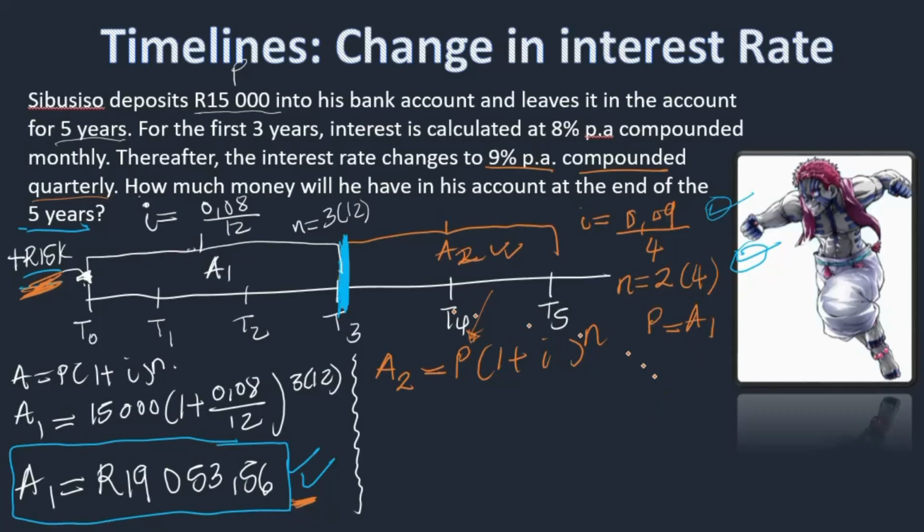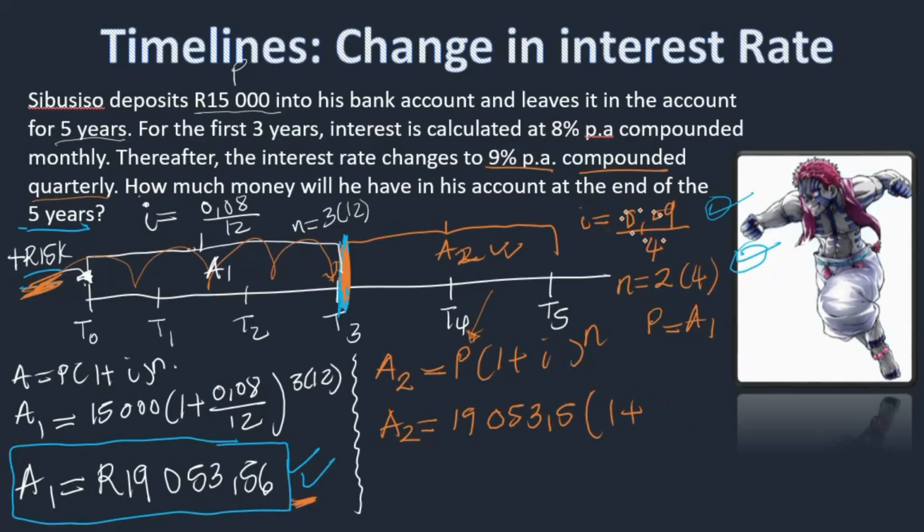Is it making sense? So at the end of year number 3, I no longer have 15,000. That 15,000 has accumulated interest. It's now sitting at 19,000. So my principal amount there, it is my A1. So which means my A2 is equals to my A1. Where I see P here, I'll put 19,053.56 because that's what I have now currently. And then I use the compounding things there.